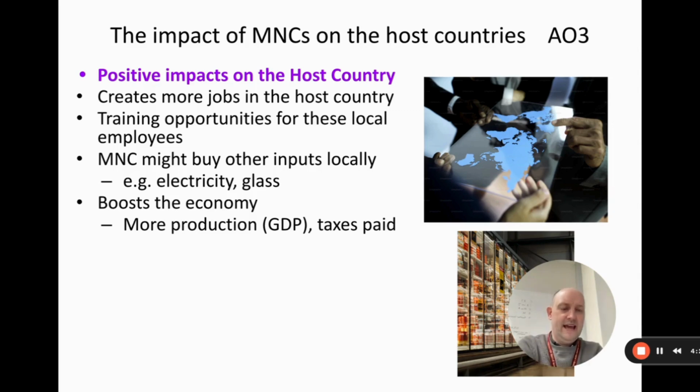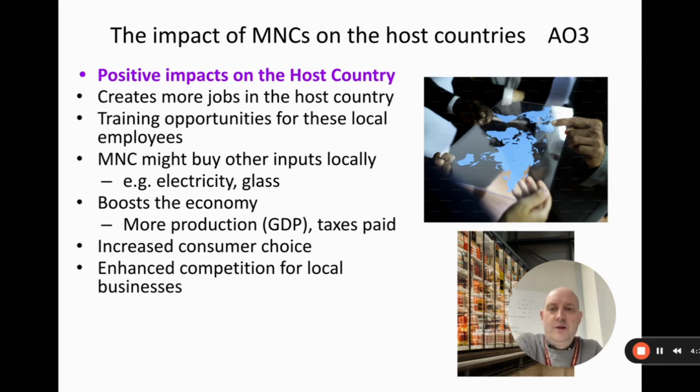Now, that's not always the case, but I'll touch on that a little bit later. Increase consumer choice. So by bringing in another business, consumers will have more choice, and it also enhances competition for the local businesses. Again, we'll touch on this later, but the possible positive impact is that the increased competition means that the local businesses now have to become better in order to compete. So it's like an incentive to improve so you can compete with the foreign entrants.